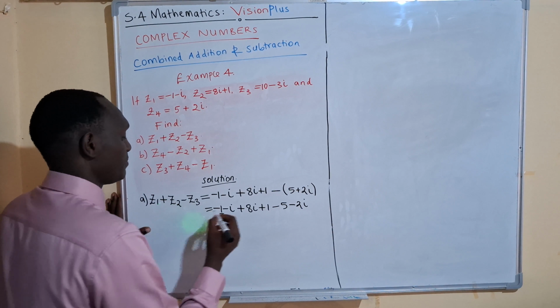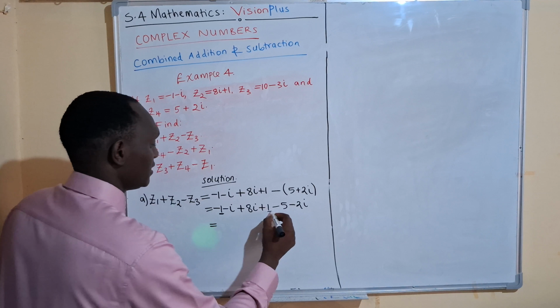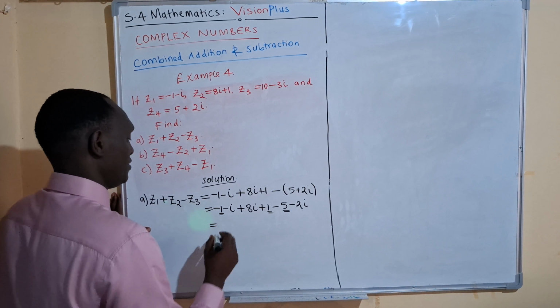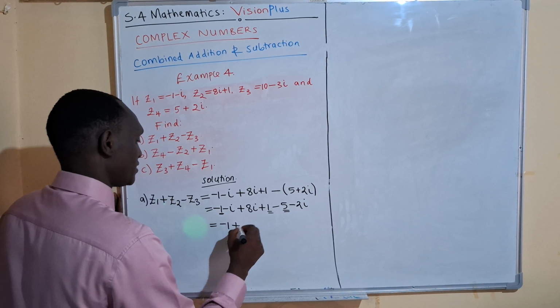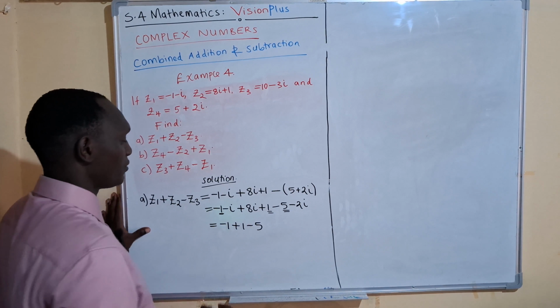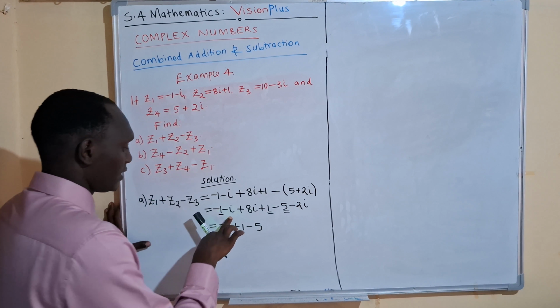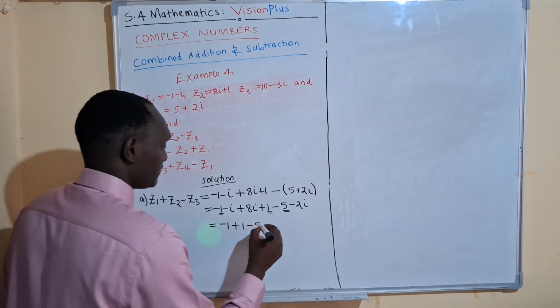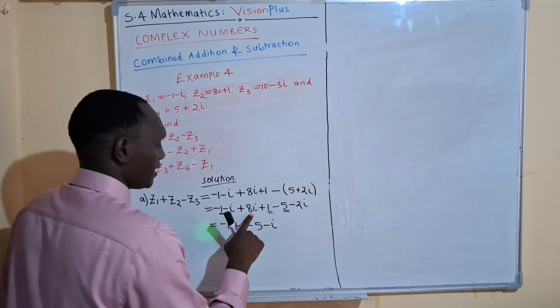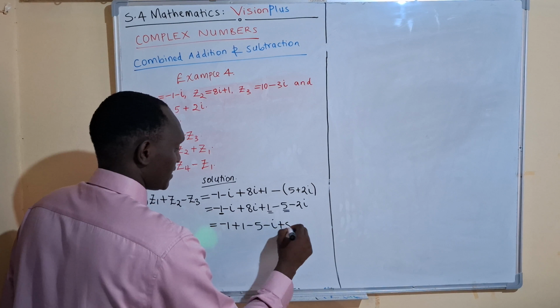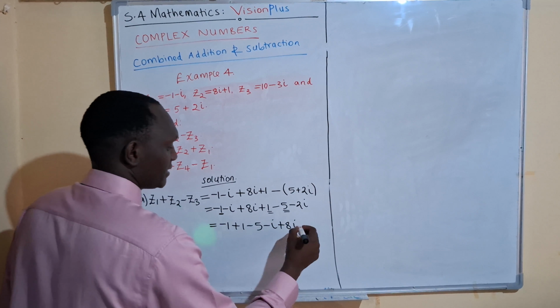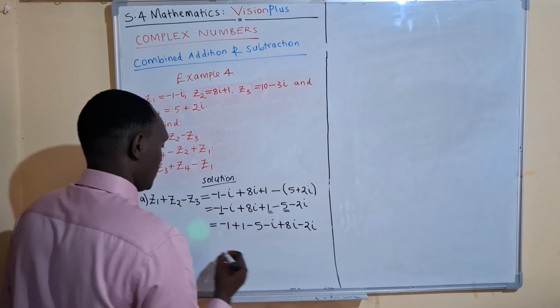We can begin with the real parts first. So we have that, we have this, and we have that. So that is -1 plus 1 minus 5. These are the components of the real parts of the complex numbers. Then we go to the imaginary parts. i is negative here, so say minus i. 8i is positive, plus 8i. 2i is negative, minus 2i.